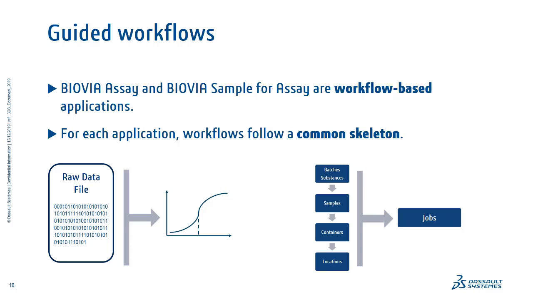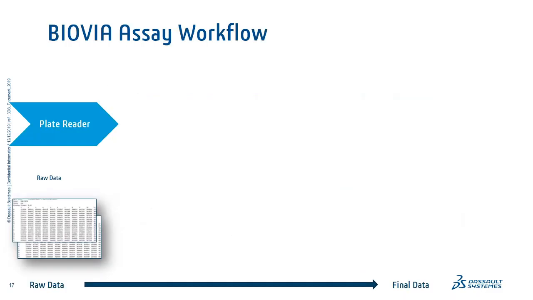For Sample, it's about gathering all the information, all the different kinds of transformations you want to handle around your samples, your containers, and so on. Turn that into jobs that will be executed by someone. So let's start with the BIOVIA Assay workflow.